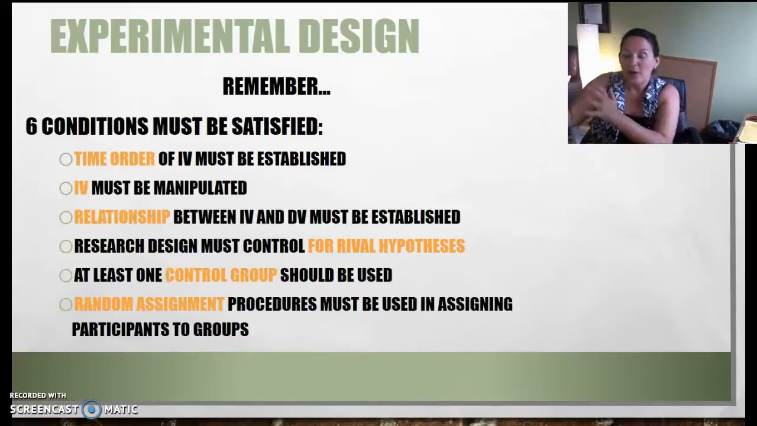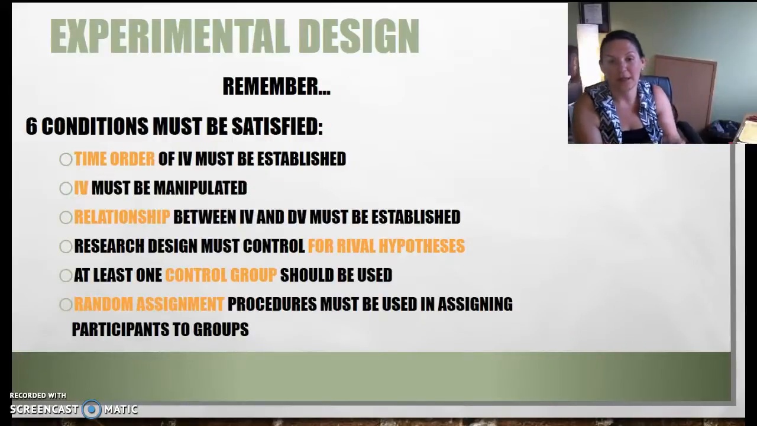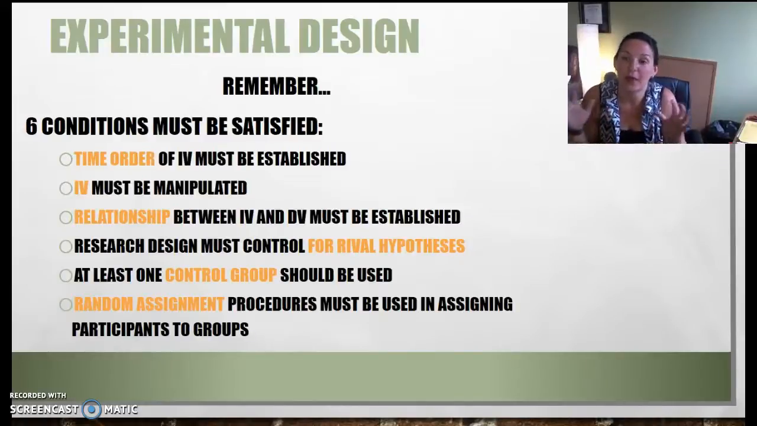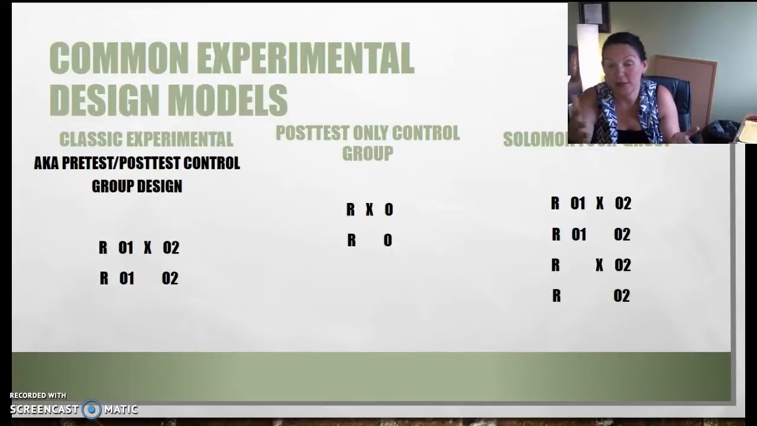So then if we move farther on the continuum, remember again the 6 criteria that must be established for true experimental design. Time order, independent variable must be manipulated. You prove some sort of relationship or correlation. You control for any rival hypotheses. You add a control group and randomization. And you get experimental design. Your book talks about a number of different experimental design options, and they're listed here.